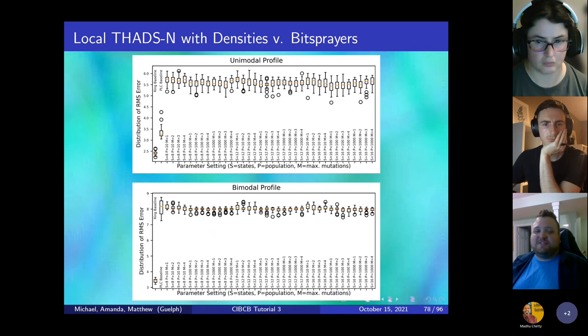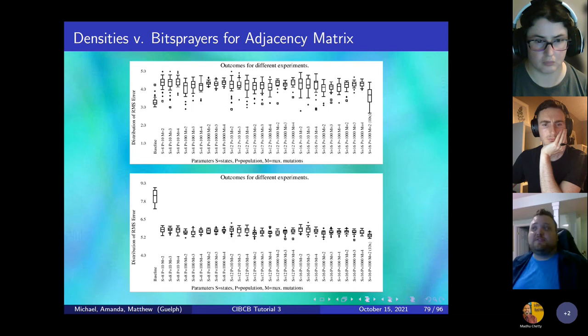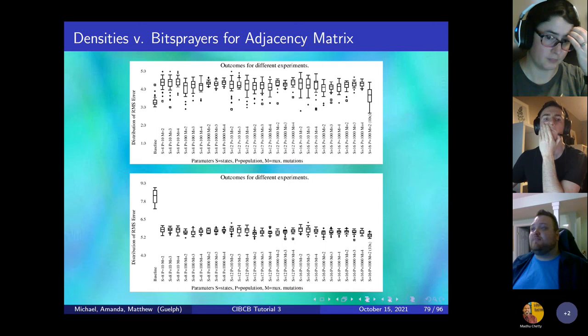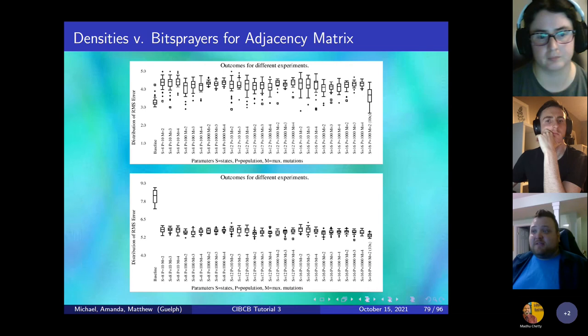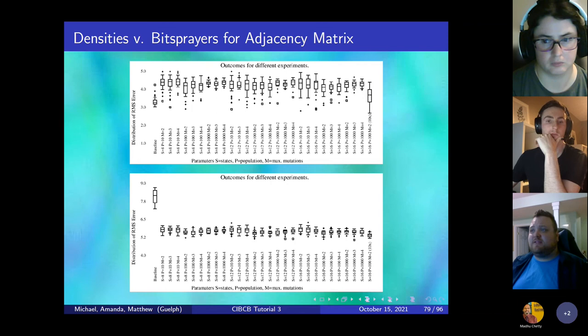But we use bit strings also to specify the adjacency matrix. So how did those do? Well, if we look at the top there on the unimodal profile, we see that the baseline on average did better than any of the parameter settings. Though we also notice that some of the parameter settings found outliers that were better than any of the outcomes from the baseline. So there is some potential there to maybe do some more tweaking on that profile in particular.